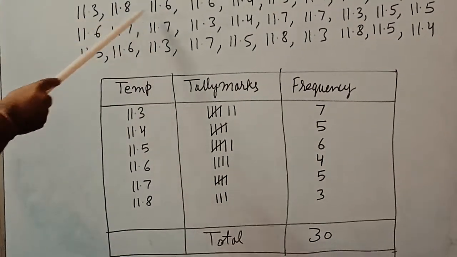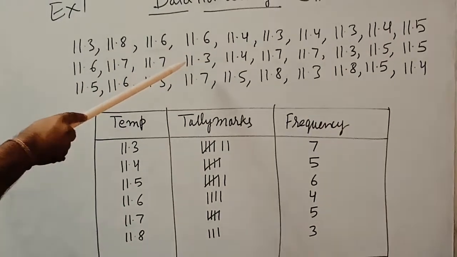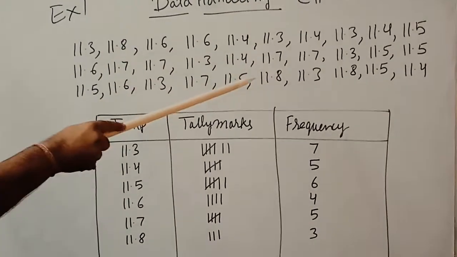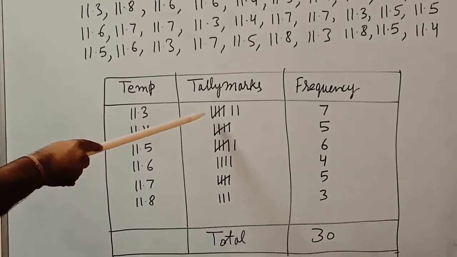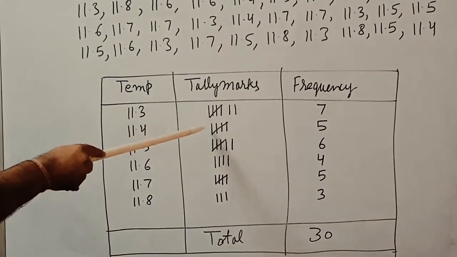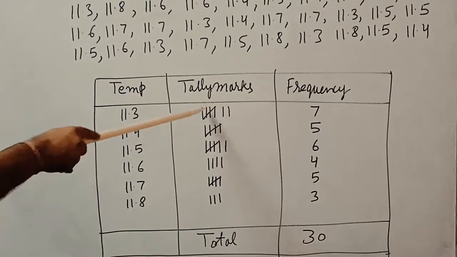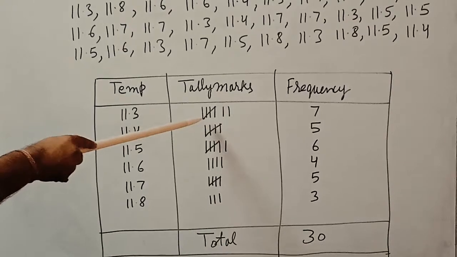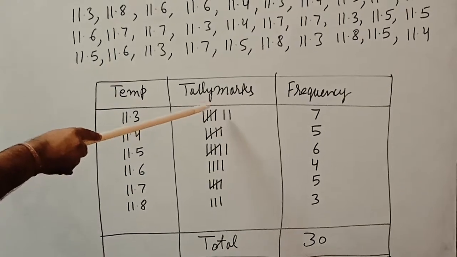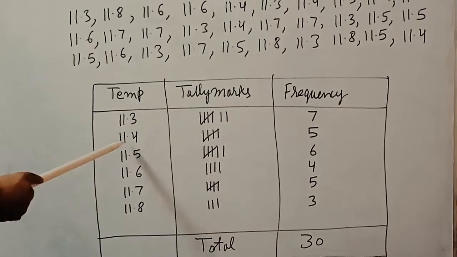So count it here. 11.3: 1, 2, 3, 4, 5, 6 and 7. So we will write this in lines: 1, 2, 3, 4, and for 5 we will take a cross from the top of the 4 to the bottom of the first. That will make a set of 5. You have already studied this in class 6 and 7. And then we will start again for 6 and 7. So 7 is there.